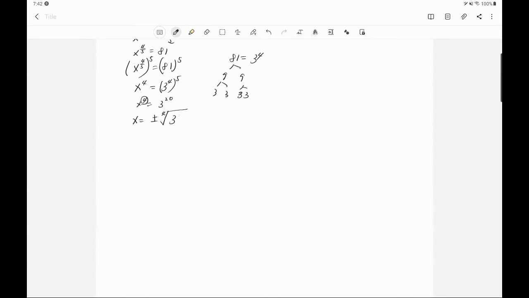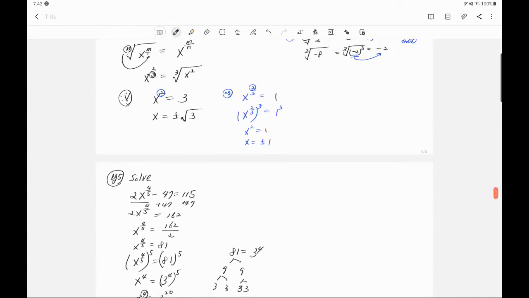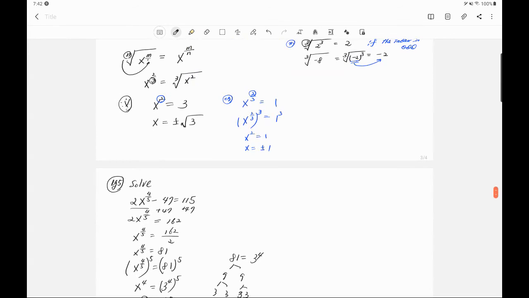Okay, fourth root of 3 to the 20th power. Make sense? Just like this one. If this is x squared, then what do we do? Take plus or minus square root on the right hand side. So that will be x equals plus or minus 1. Remember this one? Plus or minus, take square roots of the right hand side.